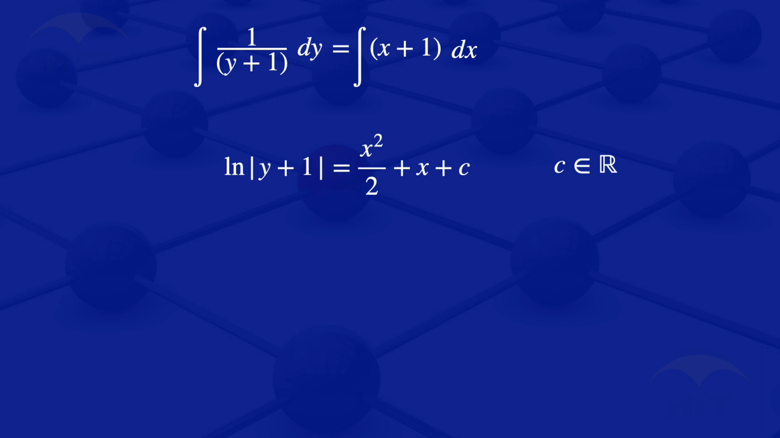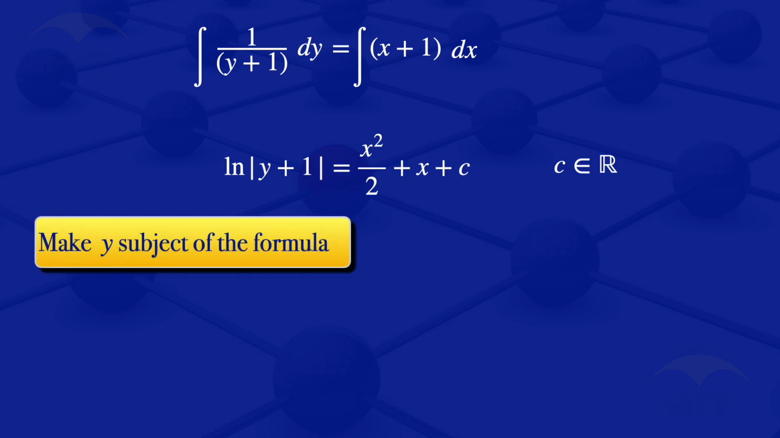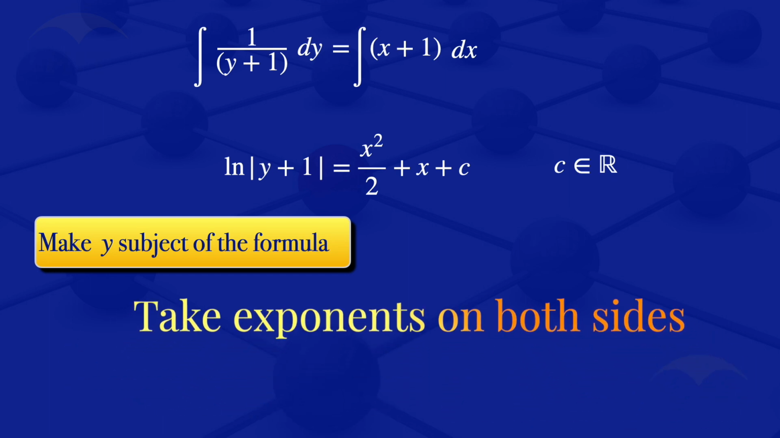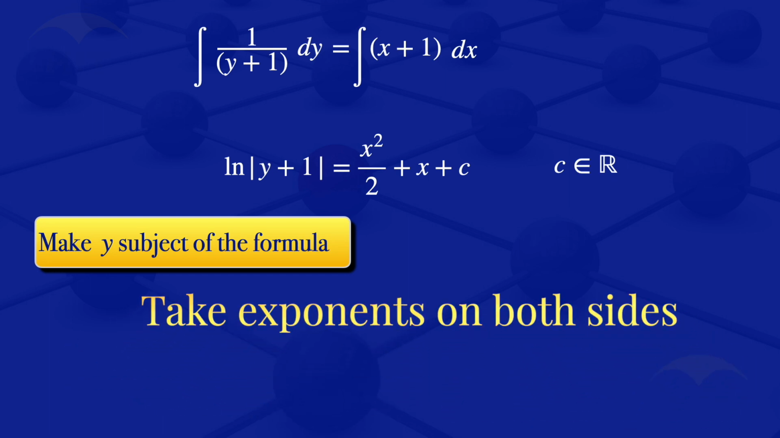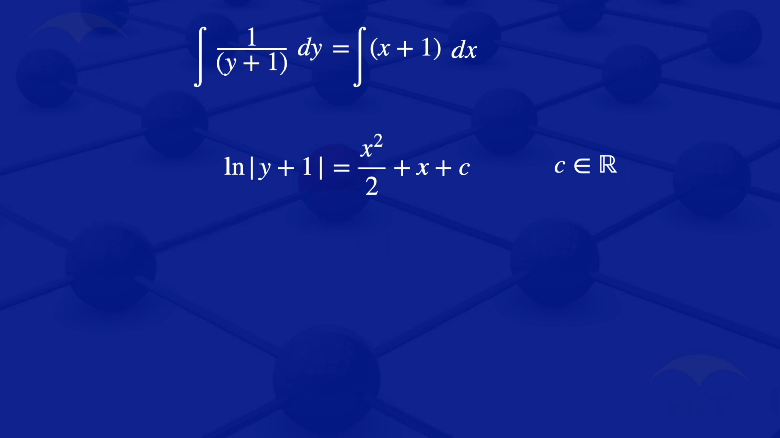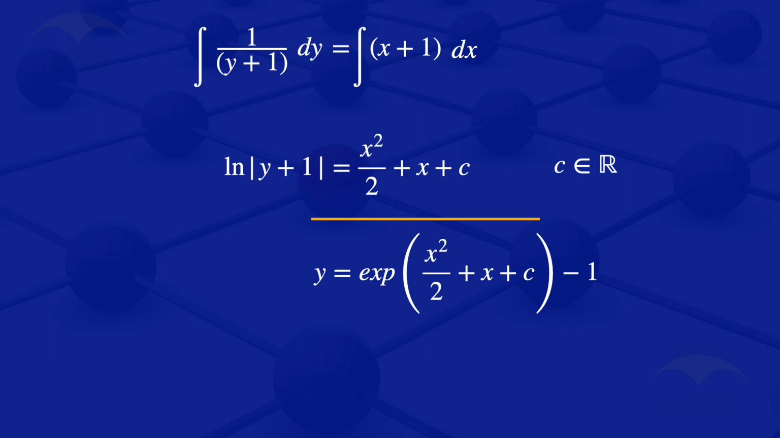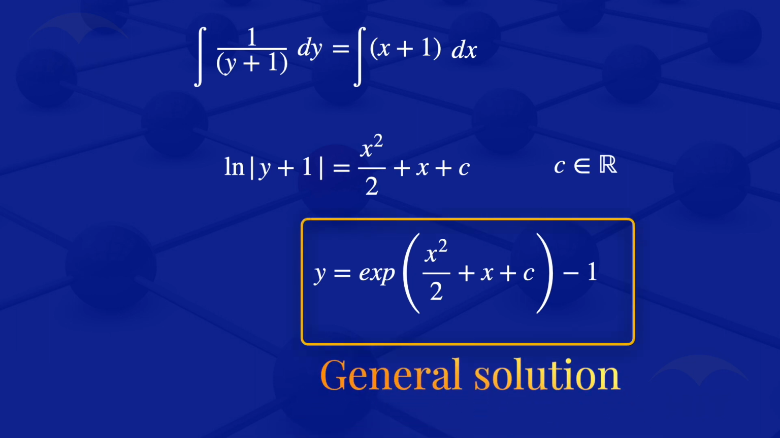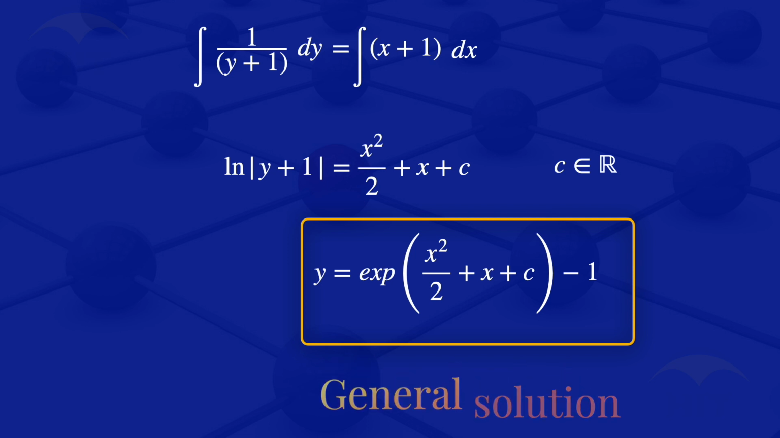I'll go on and make y the subject of the formula. We take exponents on both sides. So when you take exponents on both sides, on the left-hand side we will remain with y plus 1. And to make y the subject of the formula, we subtract 1 on both sides. So we would have the result y is equal to the exponent of x squared divided by 2 plus x plus the constant c, minus 1. So this part here, that's the general solution of the ODE that we are given.